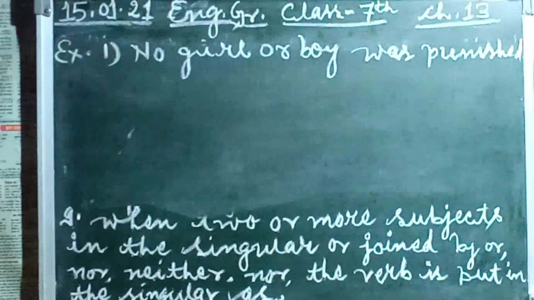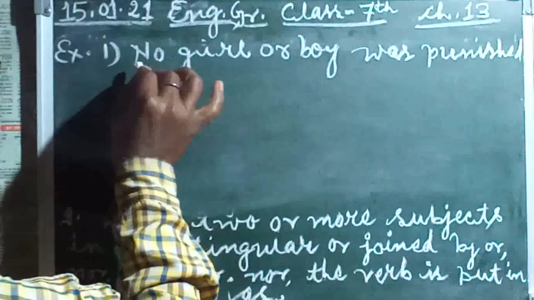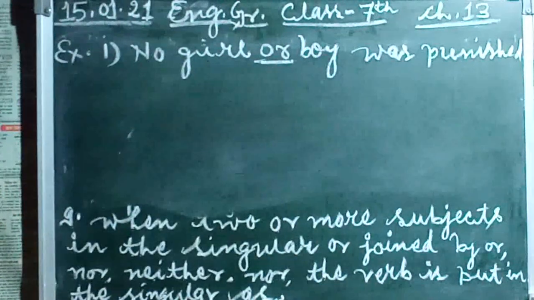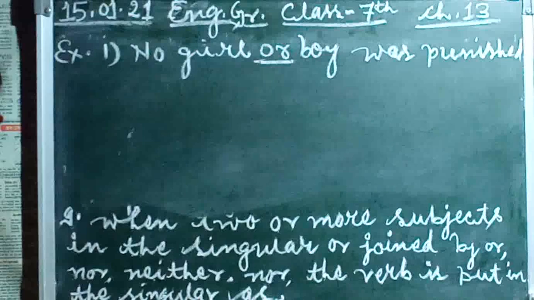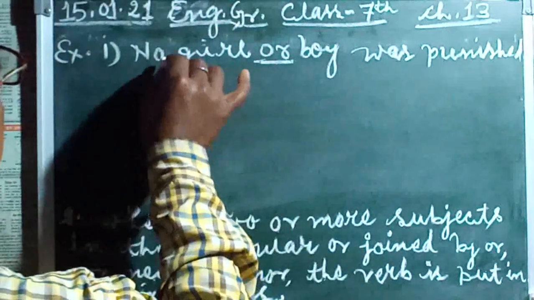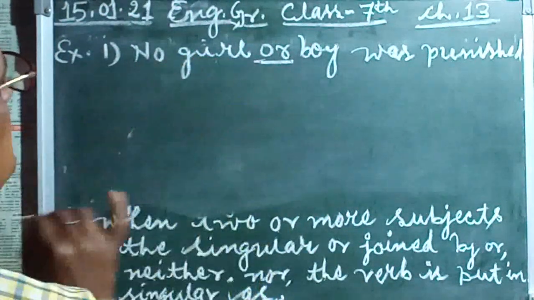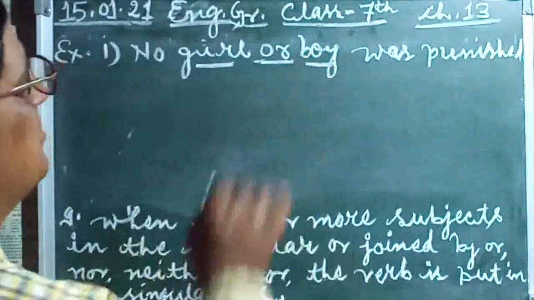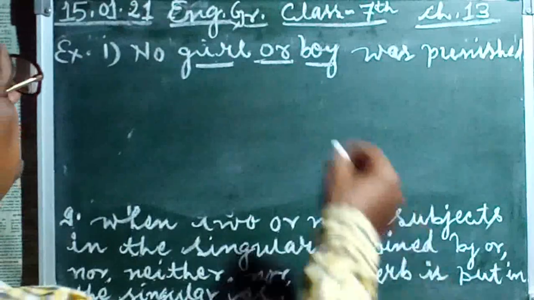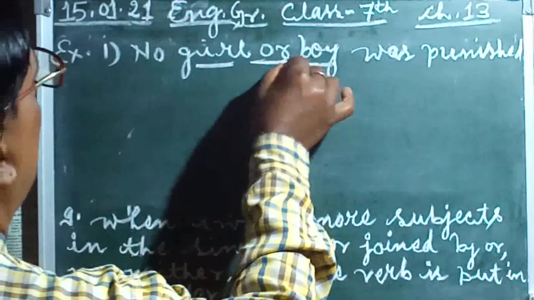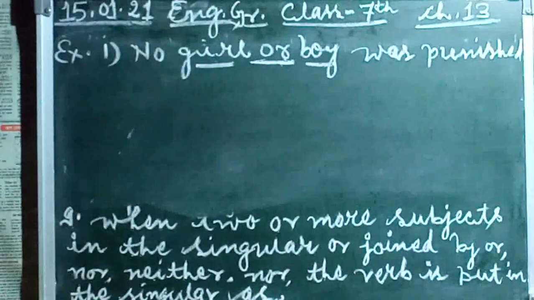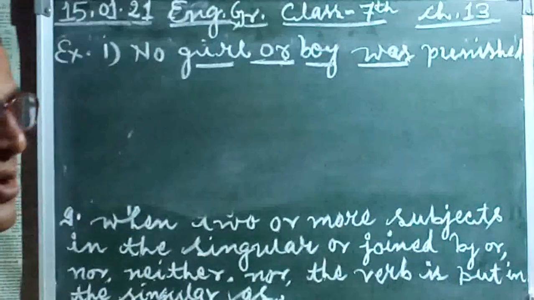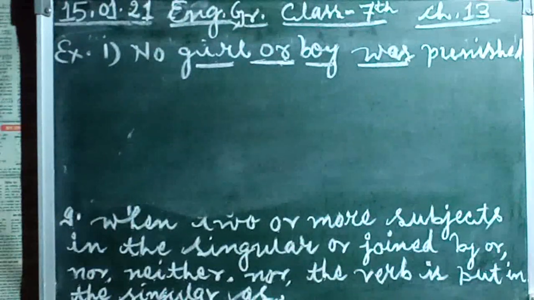You are looking at this one also. In this sentence the conjunction 'or' is used here. And we are looking at 'no girl', which is singular number. Here also 'boy' is singular number. But this is connected with the conjunction 'or'. In such a case we use a singular verb, not a plural verb.